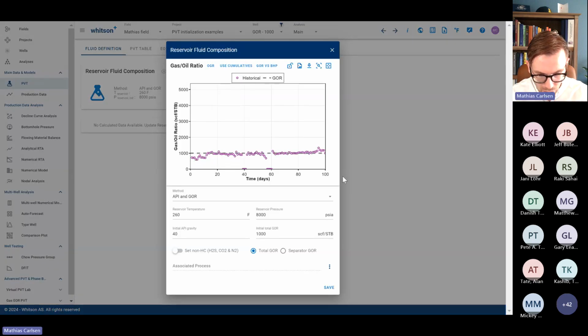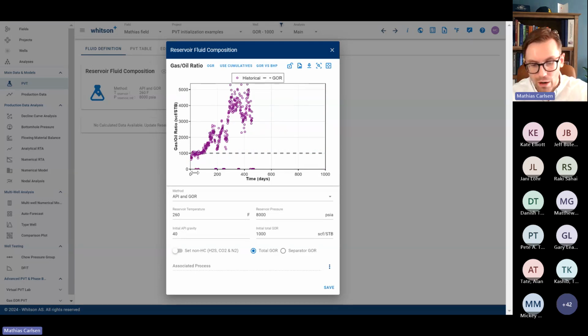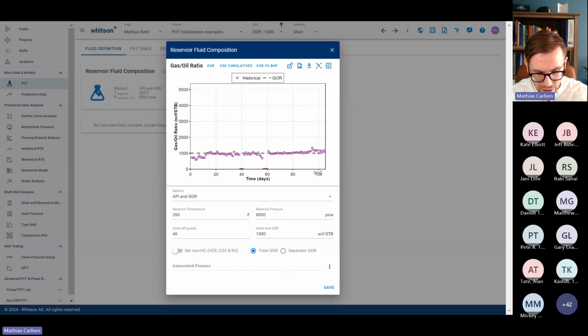It has pretty low GORs in the beginning, and it stabilizes before it goes up. So many times it can be really helpful to actually look at the data. This is clear saturation pressure being seen. GOR looks like it's close to 1,000. I'm just going to use the GOR method here and not the GOR and API method.